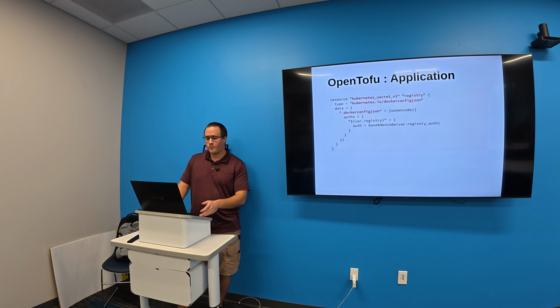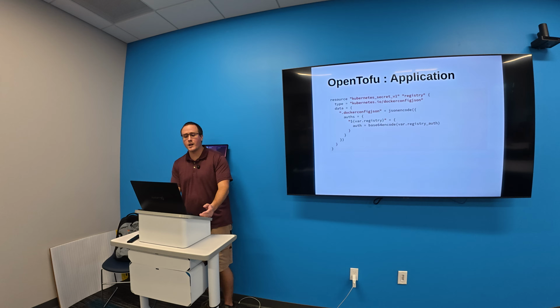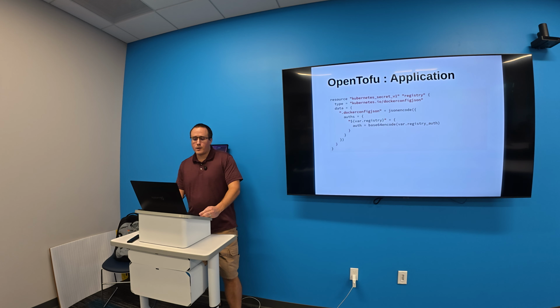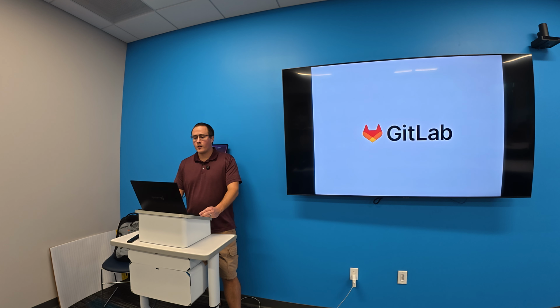If you're running an application that's not public, you're probably going to need some sort of credentials to pull the image down. You're going to need something like this. So we're actually doing a JSON encode, base 64. They have a whole bunch of functions to do all the stuff that you're used to. So you can do more complicated things than just kind of like static stuff.